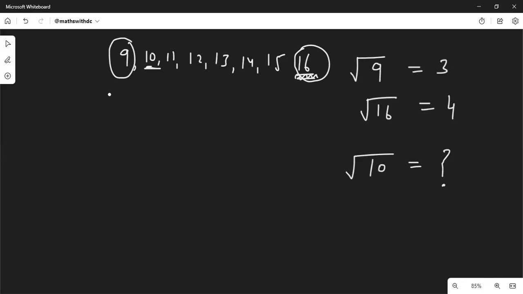It's very close. So the square root of 10, we estimate it approximately, should be 3.1 or 3.2. This is our estimation. But in many cases, you are asked to find the square root of these non-perfect square numbers up to 3 places of decimal. So let's see how we do it without using a calculator.